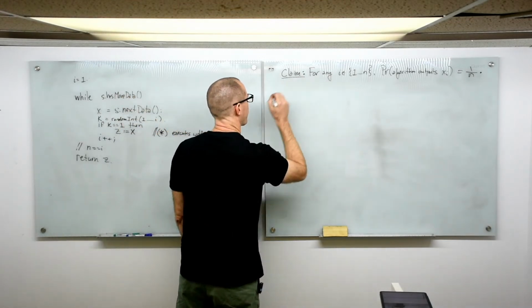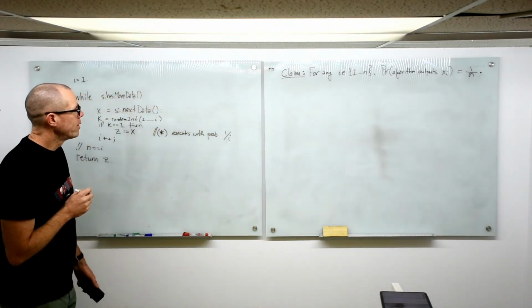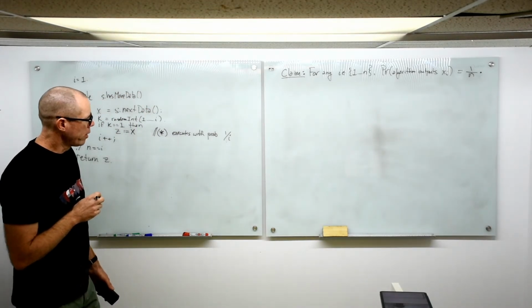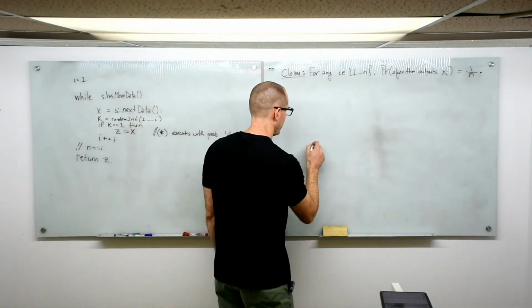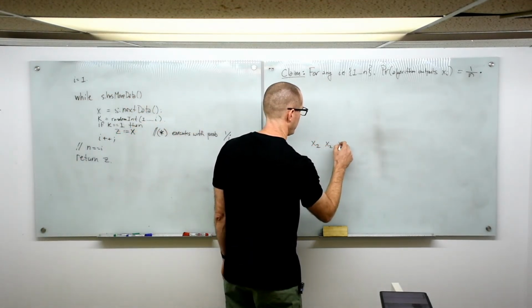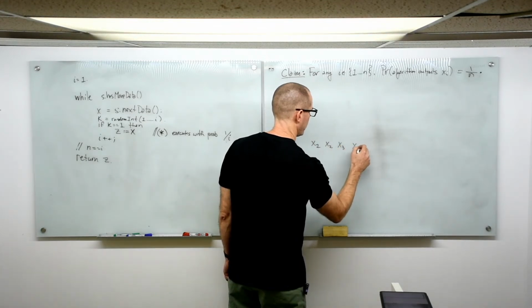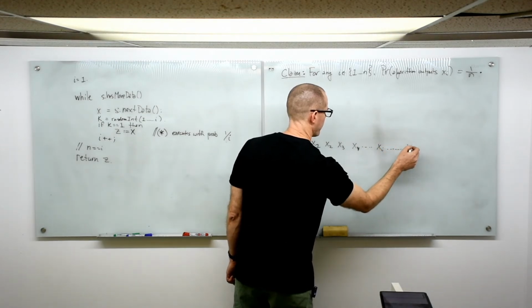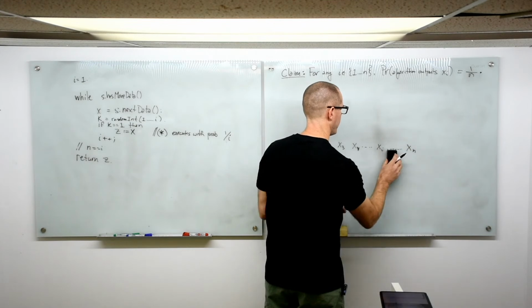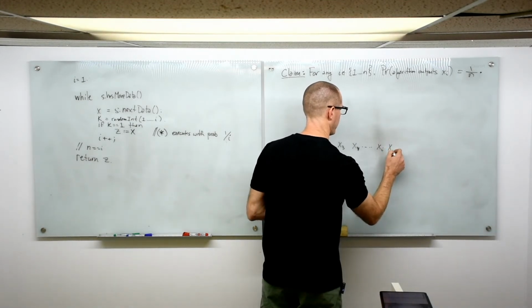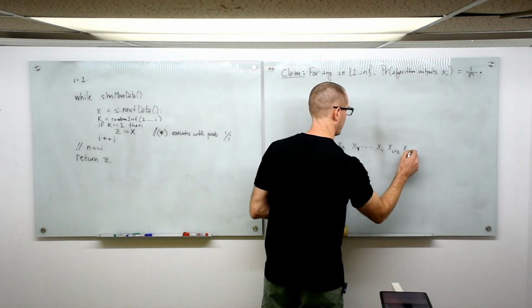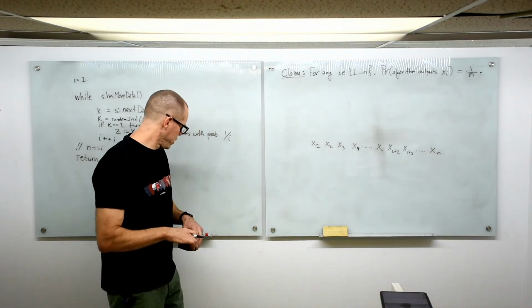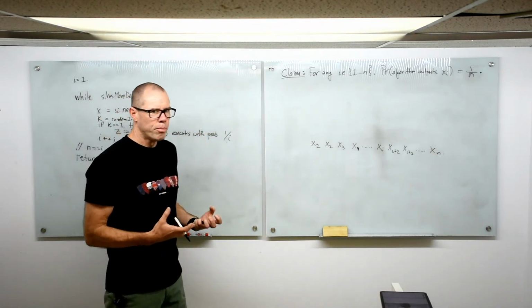All right. So how does that happen? Well, let's look at how the algorithm outputs, or what could make the algorithm output xi.